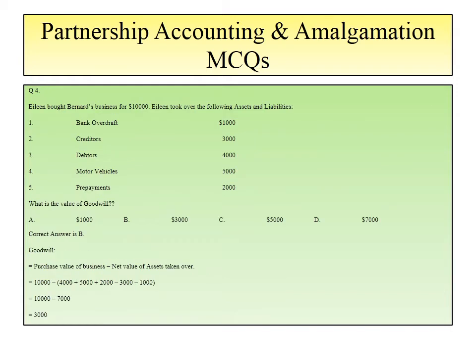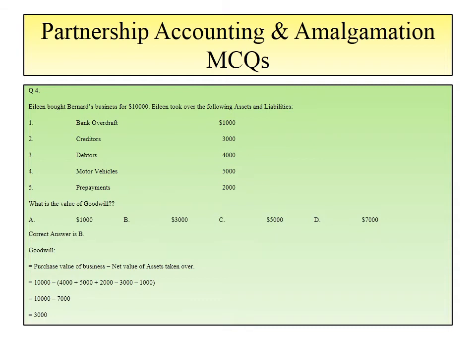Eileen bought Bernard's business for $10,000. Eileen took over the following assets and liabilities. यानी Eileen ने, कोई भी आदमी है, उसने बर्नार्ड का जो है वो बिजनेस परचेज कर दी फॉर $10,000, और उसके अगेंस्ट उसको बैंक ओवरड्राफ्ट मिला 1,000. यानी द बैलेंस शीट फॉर Eileen was showing an overdraft of $1,000.